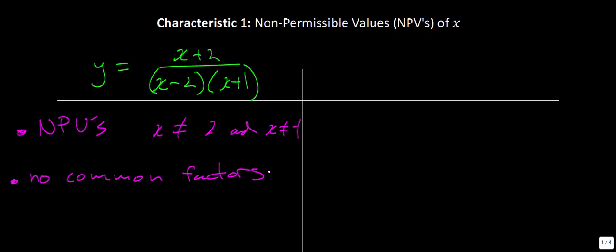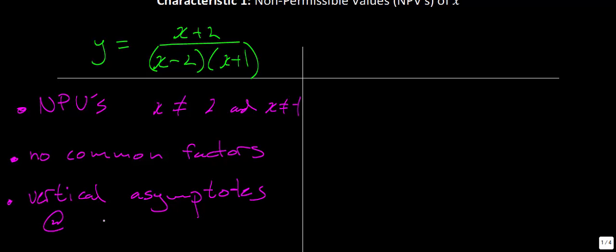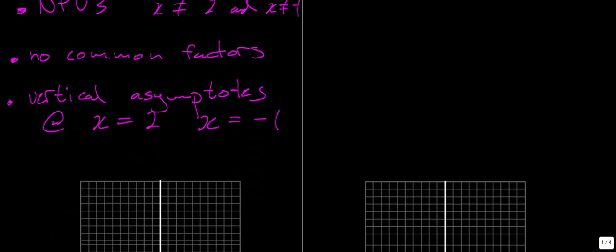And lastly then, because we have these NPVs right here at 2 and negative 1, let's talk about where our vertical asymptotes are going to be. The vertical asymptotes happen wherever those NPVs are located. So we have vertical asymptotes at the values x equals 2 and x equals negative 1. If you remember from grade 11 last year, Pre-Calc 11, we dealt with asymptotes. So you've likely seen those before. And this is where they would go.